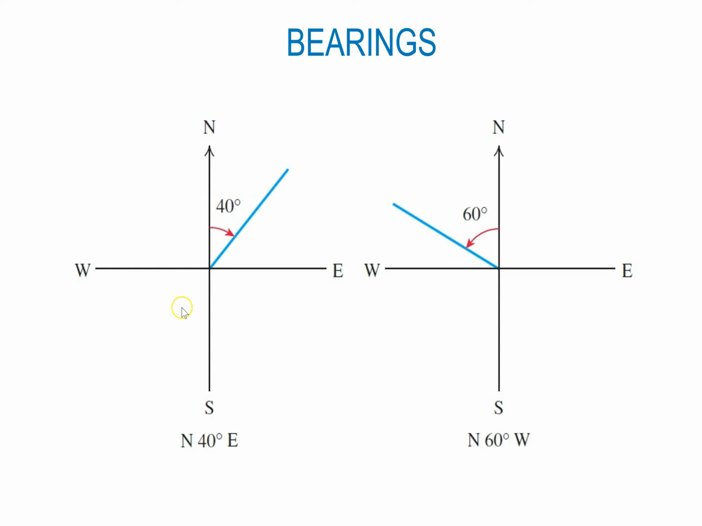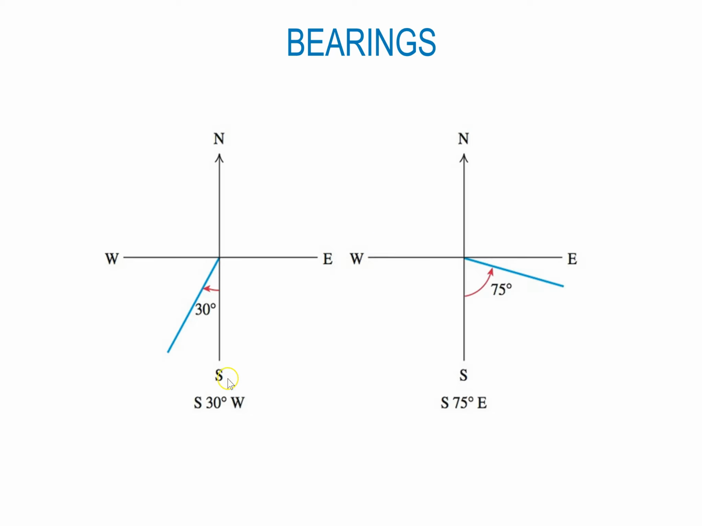So just some quick examples here. There it is. If you say north 40 degrees east, that means you're bearing north, 40 degrees towards the east. Again, north 60 degrees west makes sense, going north and then going to the left 60 degrees. Going the other way, south-southwest 30 degrees, you're going this way. Again, southeast 75 degrees, you're going this way.